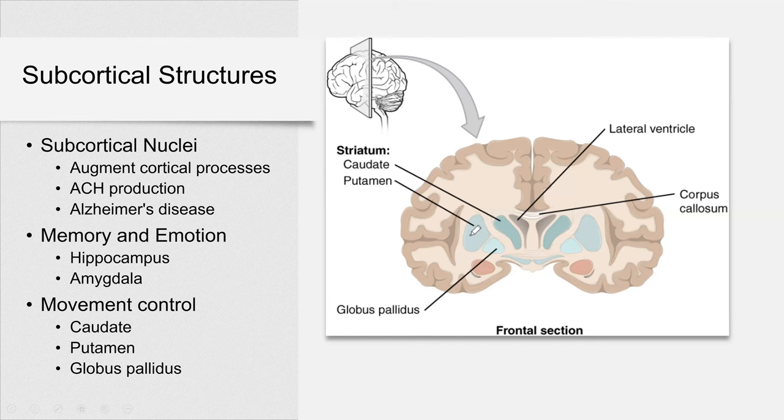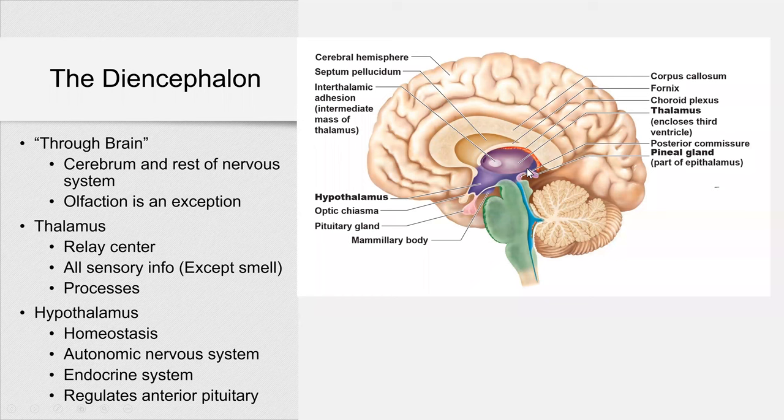But underneath the cortex, you have gray matter again. And that gray matter is important in your memory, emotions, augmenting your cortical processes, movement control. So that was our cerebrum. And we said the cerebrum has cortex and subcortical structure.